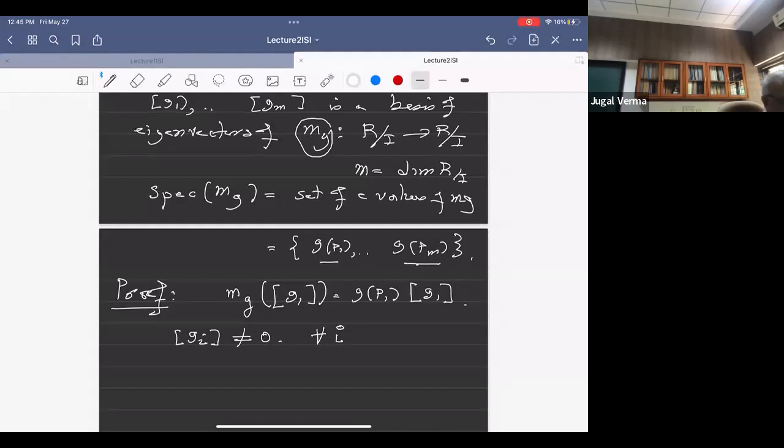Can anybody tell me why the residue classes of Lagrange interpolation polynomials are non-zero? What will happen if the residue class of gi is zero?